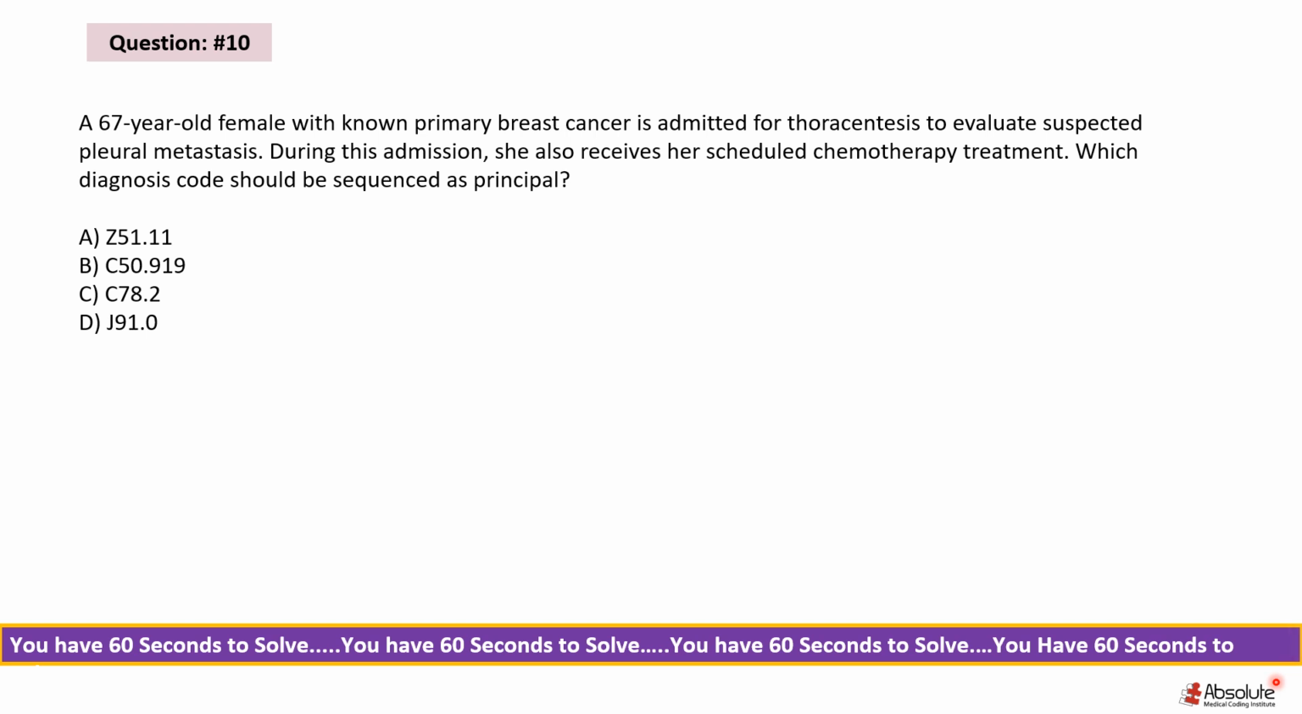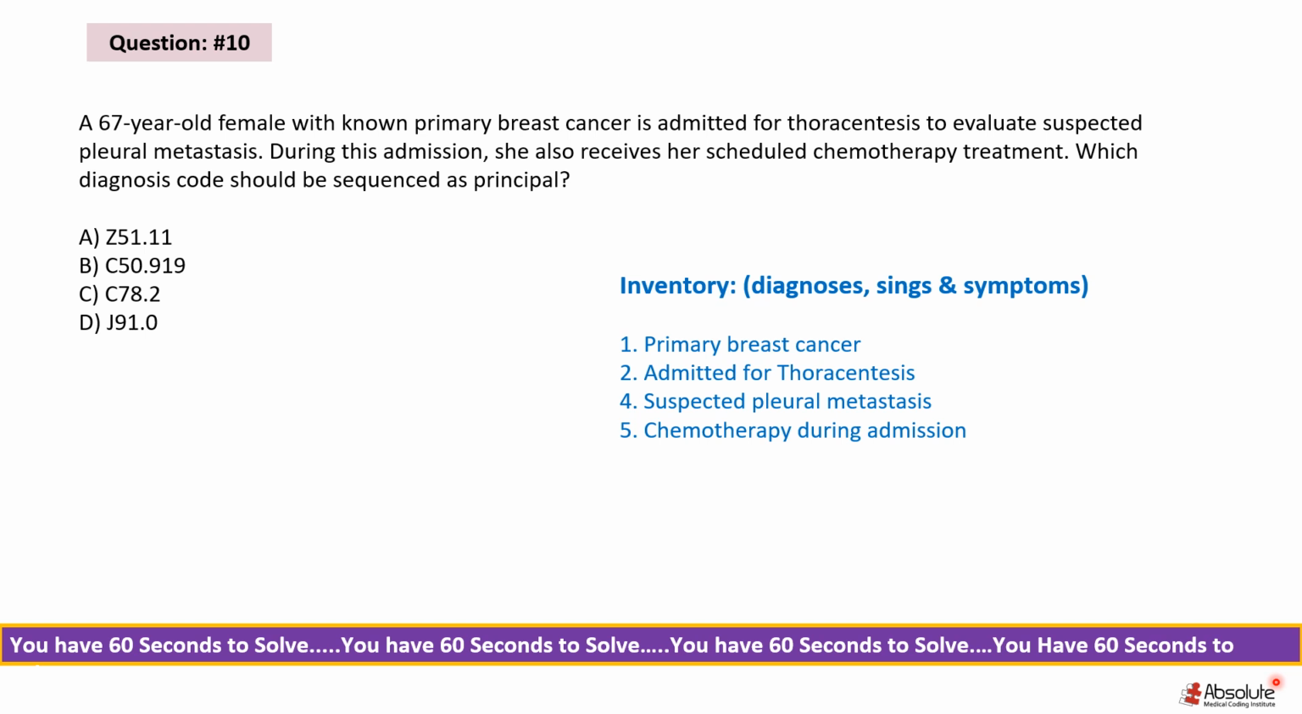Okay, so let's take a look at our inventory list. We have primary breast cancer, admitted for thoracentesis, suspected pleural metastasis, and we have chemotherapy during admission. And just so you guys know, the thoracentesis, just at a base level, I'm definitely not a doctor, but it is a procedure that removes fluid from the pleural space, which is the area between the lungs and the chest wall. The pleural space is a fluid-filled cavity located between your lung and your chest wall. It's also known as the pleural cavity.